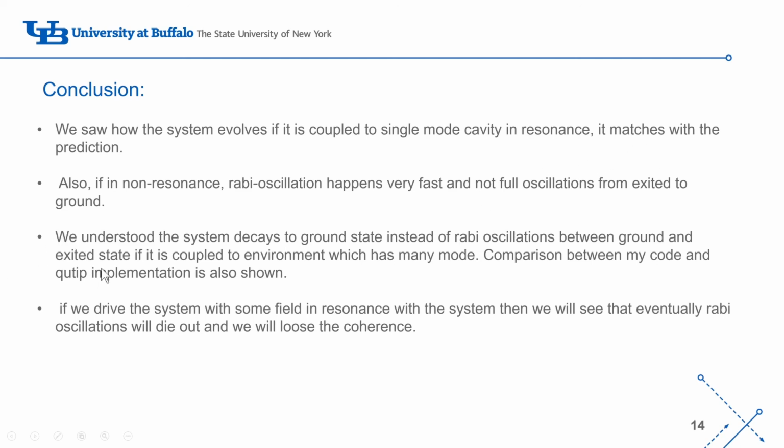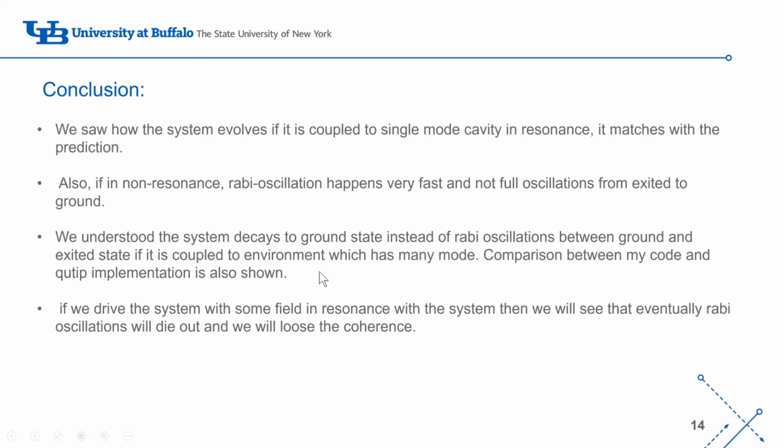Another thing is what happens at non-resonance, where the cavity frequency and the Transmon frequency are not the same. The Rabi oscillations that we saw become a little faster, and also we don't see the full oscillations. It does not go completely from 0 to 1, so there is still some probability left for being in 1. It does not vanish completely to 0 probability.